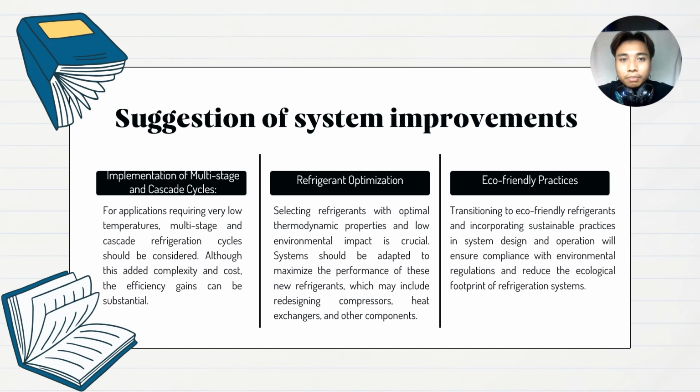In summary, by implementing multi-stage and cascade cycle, optimizing refrigerant choices, and adopting eco-friendly practices, we can significantly improve the performance, efficiency, and sustainability of refrigeration system, at the same time reduce environmental footprint.